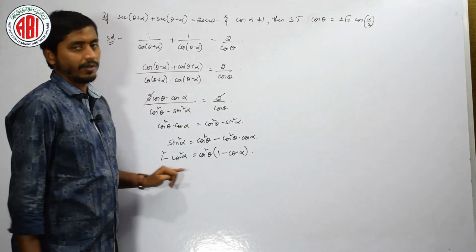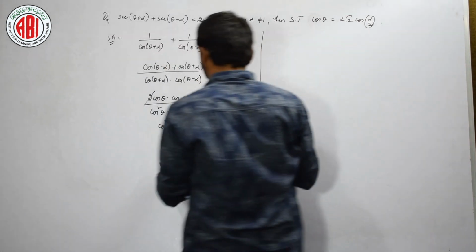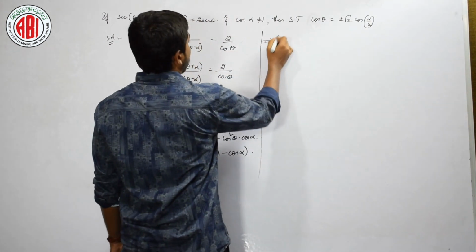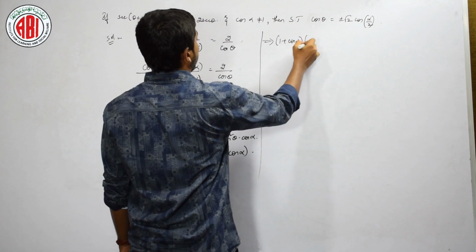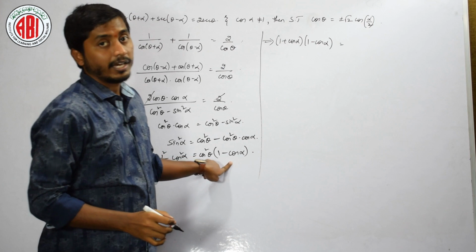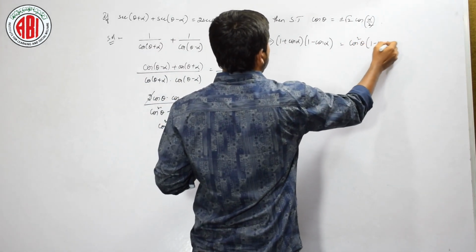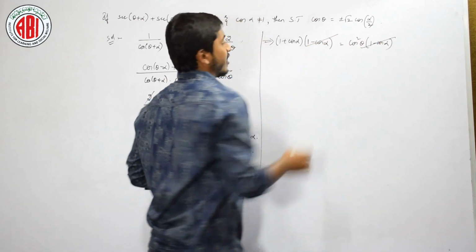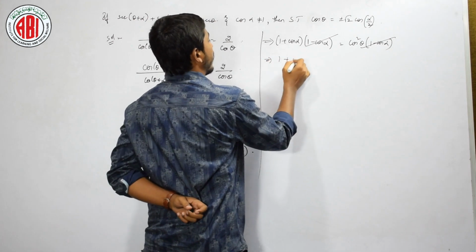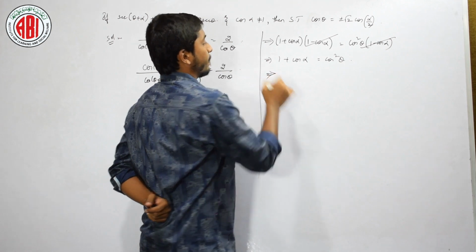Let us write it as 1 square minus cos square alpha. Can we write it as a square minus b square? It will become 1 plus cos alpha into 1 minus cos alpha, which is equal to cos square theta into 1 minus cos alpha. The 1 minus cos alpha terms get cancelled. We will get 1 plus cos alpha equal to cos square theta.